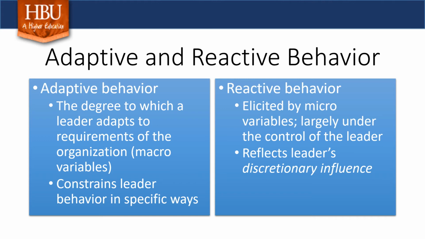As its name suggests, adaptive and reactive behavior impacts our leadership concept here. Adaptive behavior is the degree to which a leader adapts to the requirements of the organization. It's those macro variables. Remember, we saw that at the top of our visual in the prior slide, acting on our adaptive behaviors. It constrains leader behavior in specific ways.